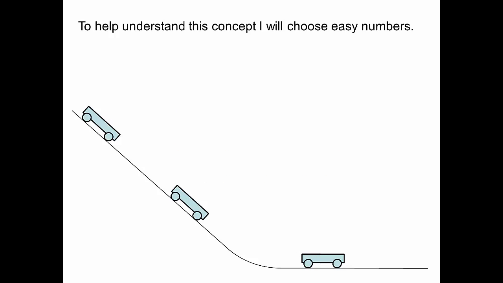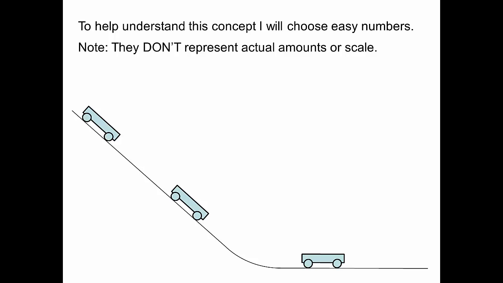To help us understand this, I'm going to choose some easy numbers. They're not representative of actual numbers, and this is not to scale. This is just for demonstration purposes. Let's say that we have a height of the center of gravity of the car, represented by h, and that potential energy gives us 6 joules of energy for demonstration purposes.